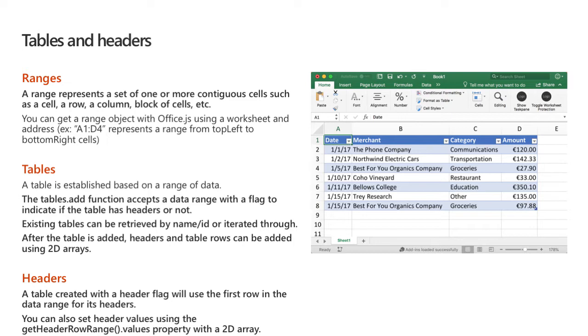Now, a table is established based on a range of data. The tables.add function accepts a data range with a flag to indicate if the table has headers or not. Existing tables can be retrieved by name and ID or iterated through. After a table is added, headers and table rows can be added using 2D arrays. A table created with a header flag will use the first row in the data range for its headers. You can also set headers using the getHeaderRowRange property values with a 2D array.